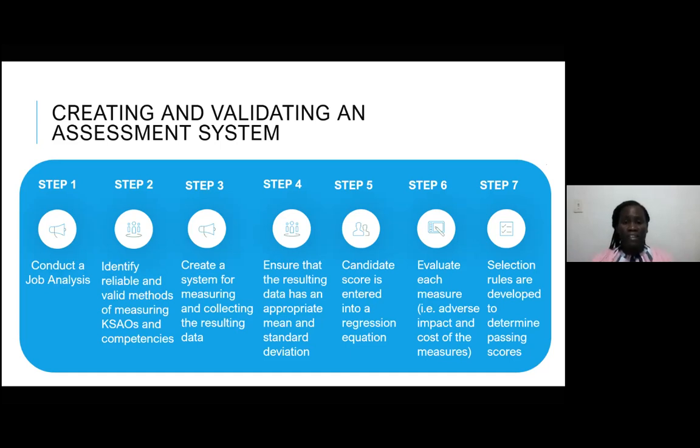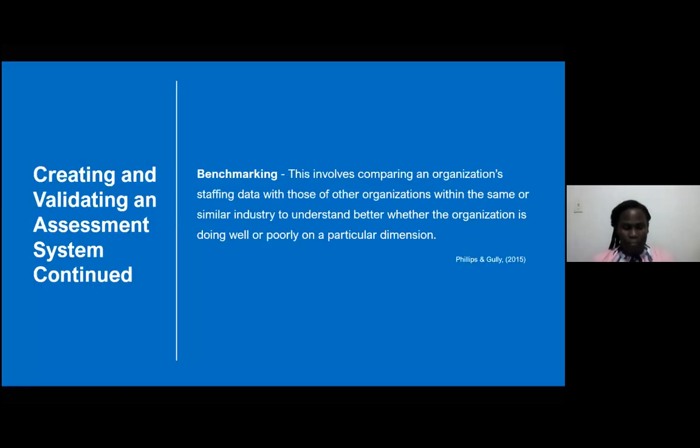Nicola in her presentation. You want to then enter these scores into a regression equation, in terms of part of what I would have touched on with Latoya. When we speak about step 6, you want to evaluate each measure. Shani would have touched on this briefly as well. And in step 7, you want to ensure that the selection rules are developed to determine a passing score so that you can understand what the score means.